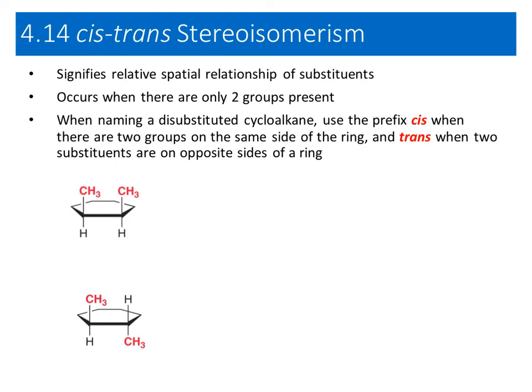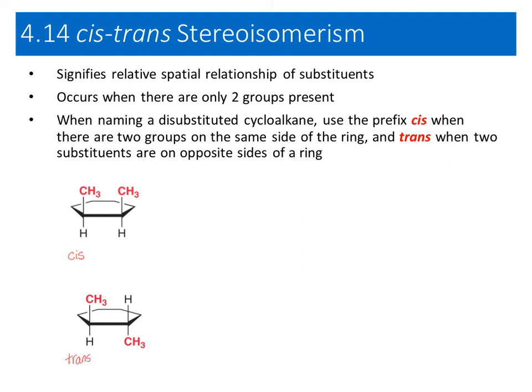When two groups are spatially pointing in the same direction, we call the molecule a cis isomer. So for example, here, these two methyls, they are on the same side of the ring, so this is the cis isomer. When two groups are pointing in opposite directions, so for example here, two methyl groups, they are on opposite sides of the ring, we call that trans isomer.